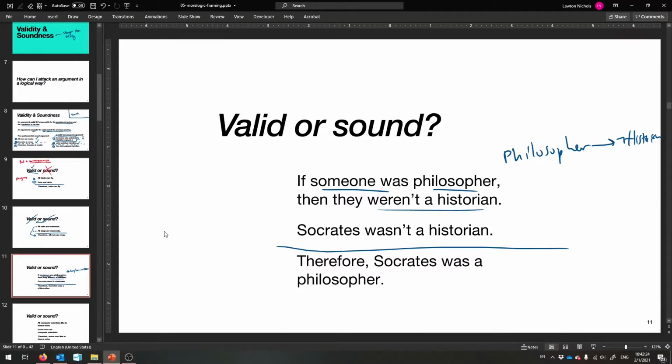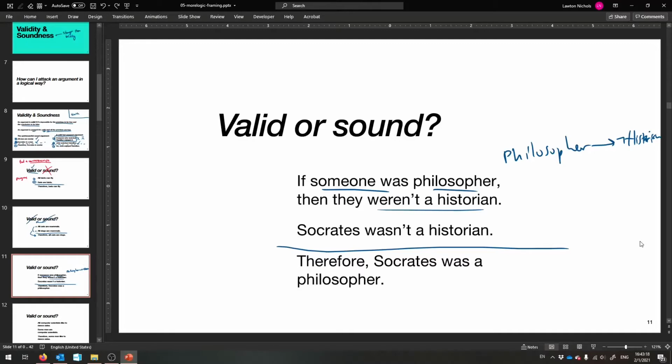With that fancy not symbol. So remember that? If someone's a philosopher, then they were not a historian. So it's like saying, you give me a philosopher, and I have a proof that they're not a historian. Okay? So that's the idea. You can go in this direction is the hope.